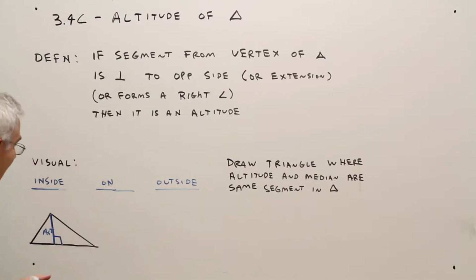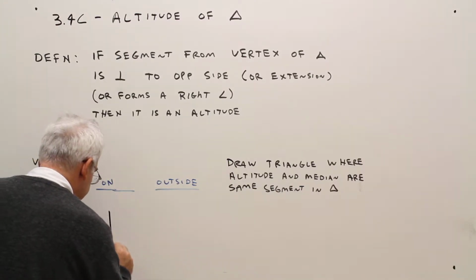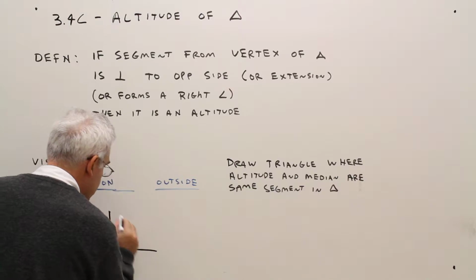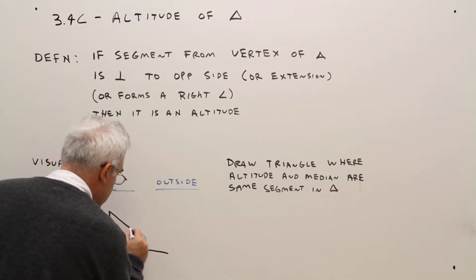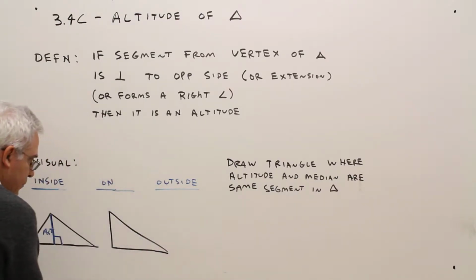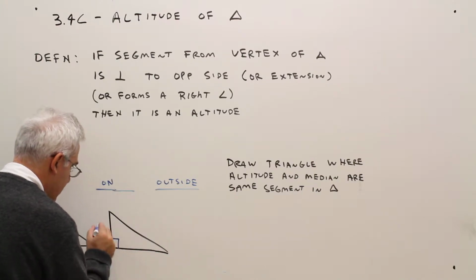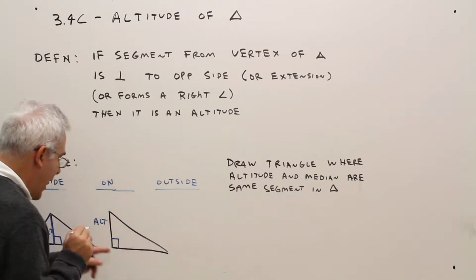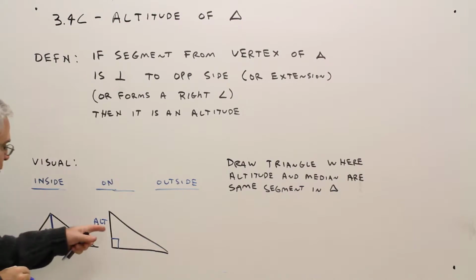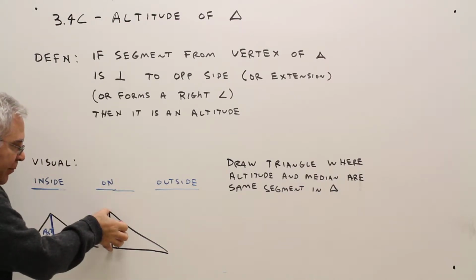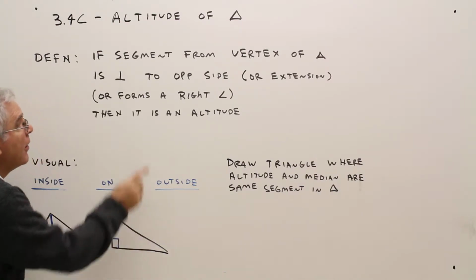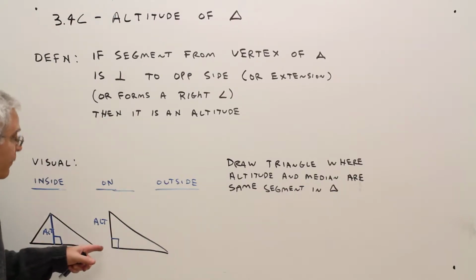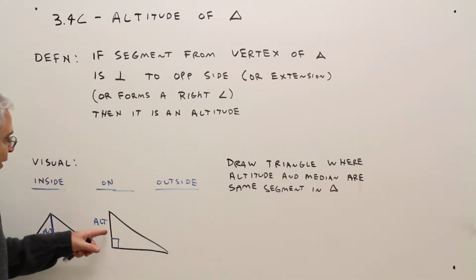If it's going to be on the triangle, actually either one of these could be an altitude, but I'll just call that one. So this segment is indeed perpendicular to the opposite side, or forms a right angle. So the altitude could be on.